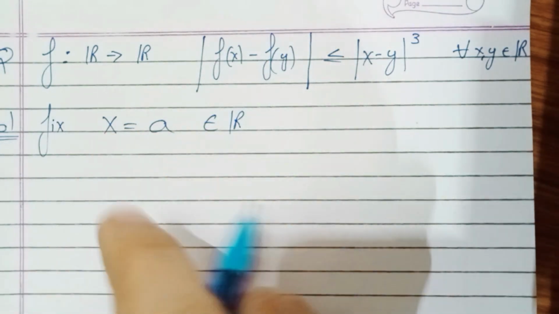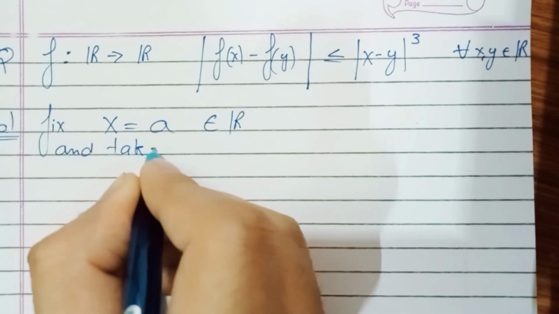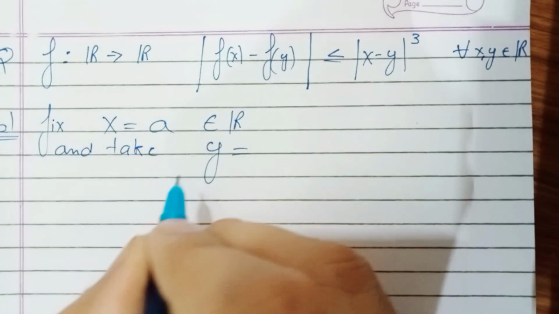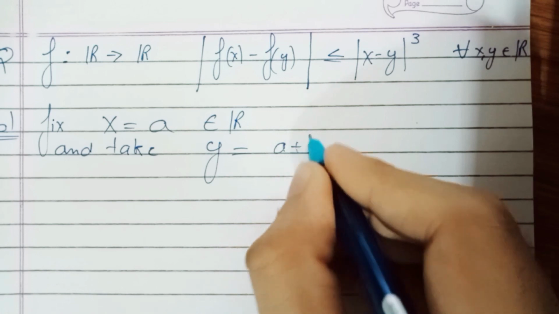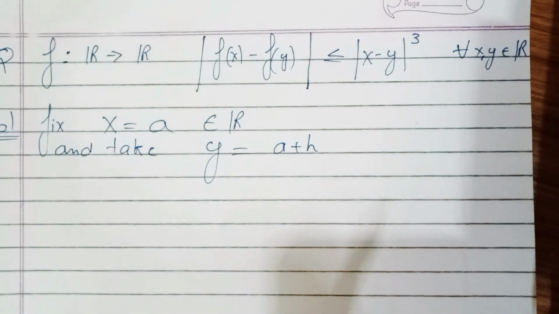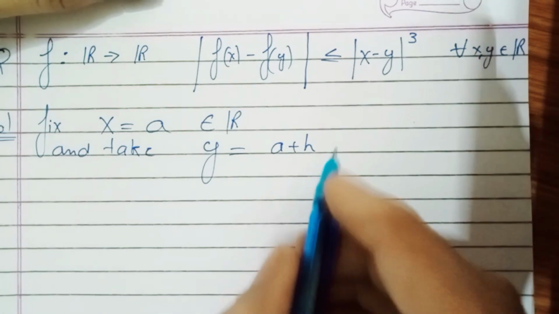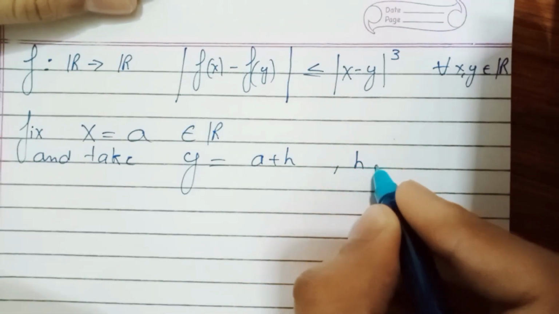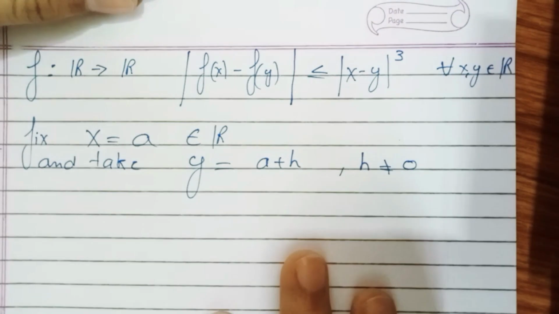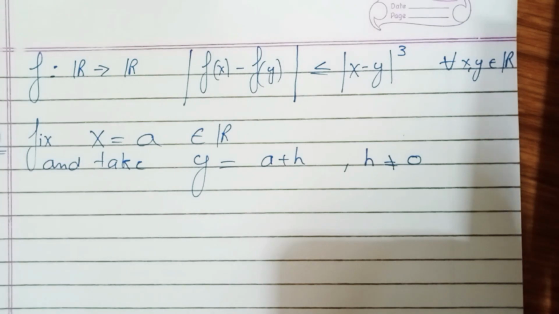Fix x equals a, and we take y as a plus h. And you know what h is here? h is a very small number here. Well, it's not really a number as much a constant. So h is not 0, and we have taken x to be a and y to be a plus h. And of course we'll tend h to 0 in the solution.